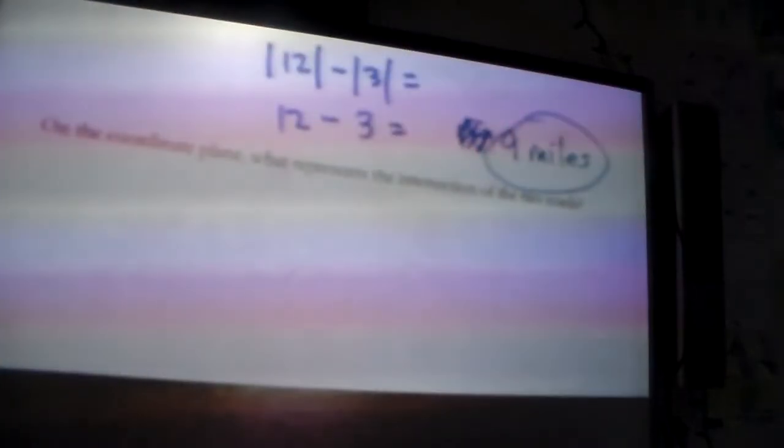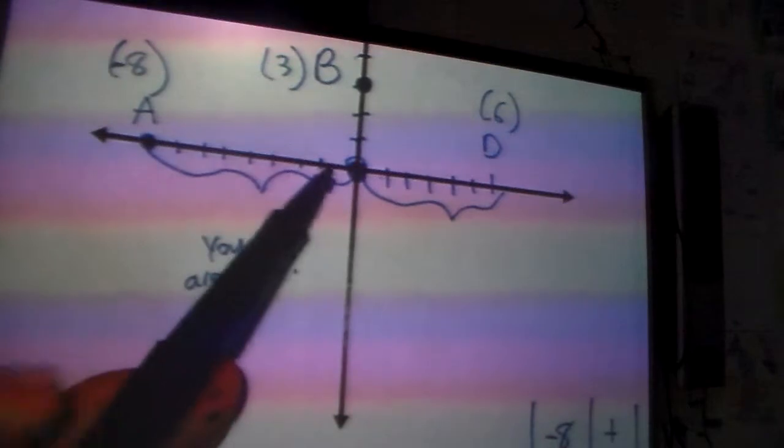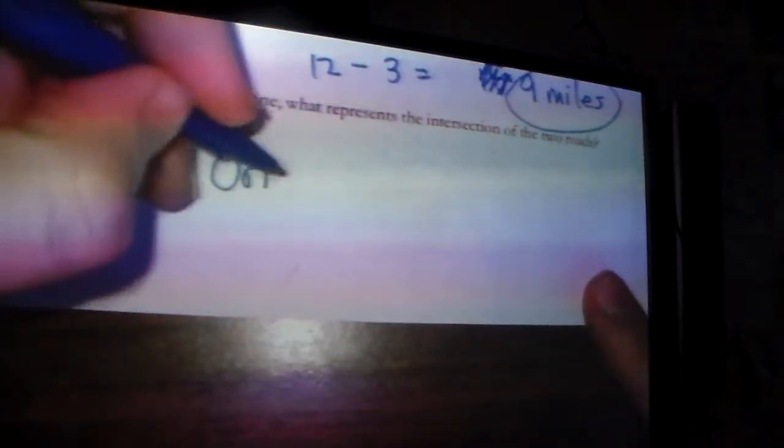And so then the last question asks us, what on the coordinate plane is represented by the intersection of the two roads? So take a look back at your word wall. What is this point right here? What is our intersection? That should be called our origin.